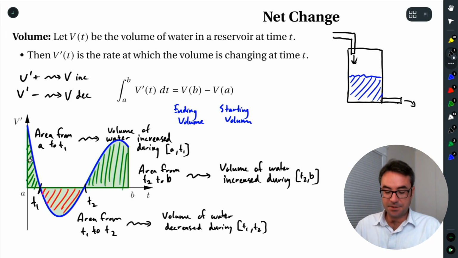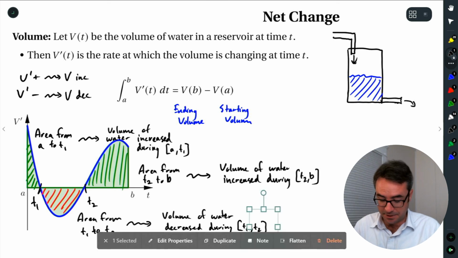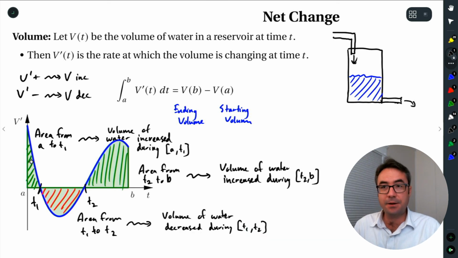So when we have these sections of V prime that are above the horizontal axis, we know V prime is positive, so that means the volume is increasing. And by figuring out the area, which we know is related to the definite integral, for these shaded regions, what we're really doing is figuring out how much our volume actually increased by during those time intervals.